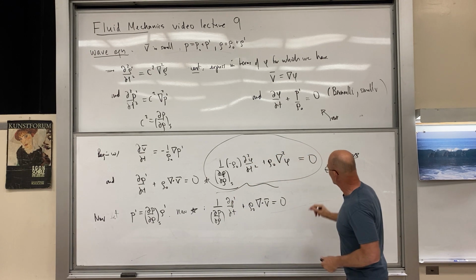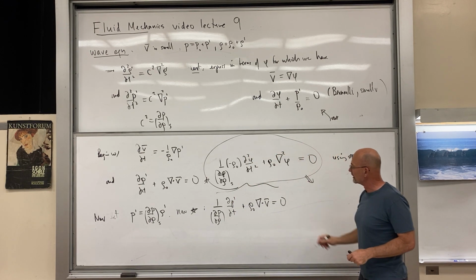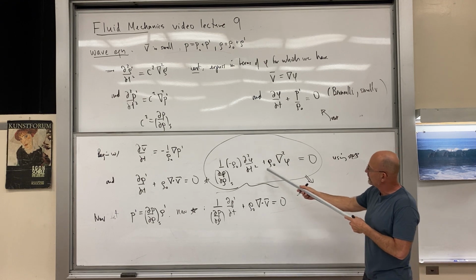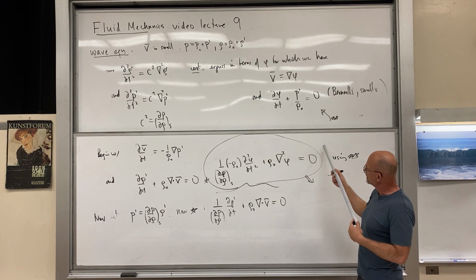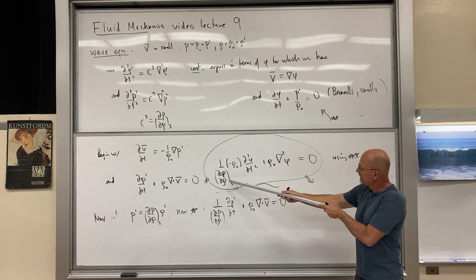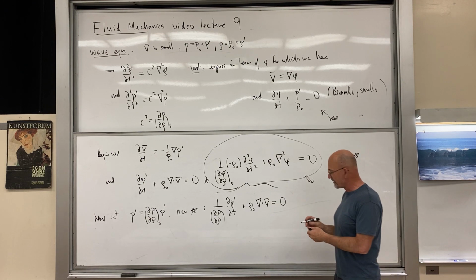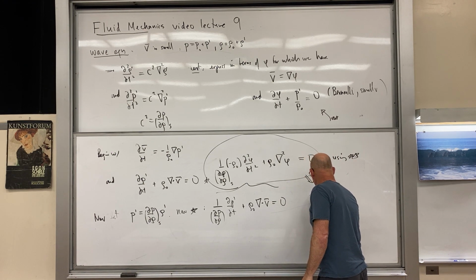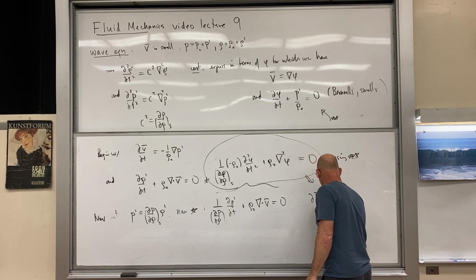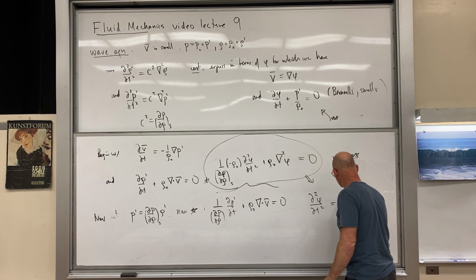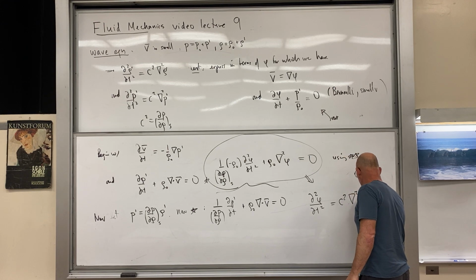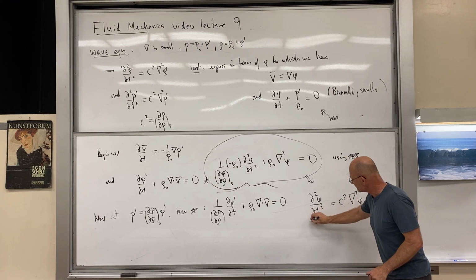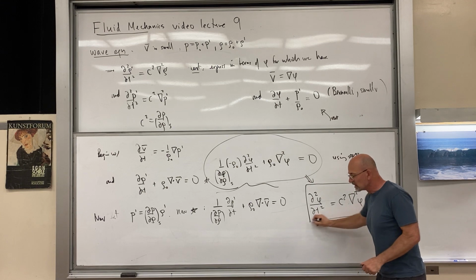So, let's see. The rho naughts cancel, the minus sign gets rid of it when we bring one to the other side. And this is c squared. So yeah, we have d squared phi dt squared equals c squared del squared phi. So that's nice. That's what we were looking for.